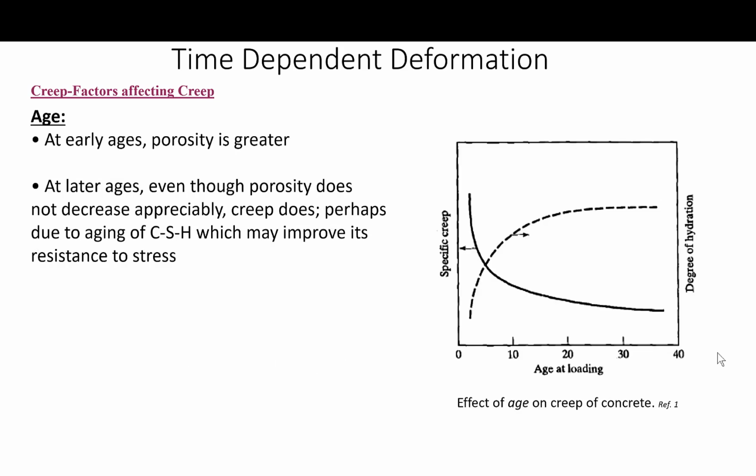Also, the age affects creep, as you can see here. This line represents the hydration, and this line represents the specific creep. So we know at early ages, porosity is greater. At later ages, even though porosity does not decrease appreciably, creep does, perhaps due to aging of the calcium silicate hydrate, which may improve its resistance to stress. So this is probably the explanation for the reduced specific creep with age.